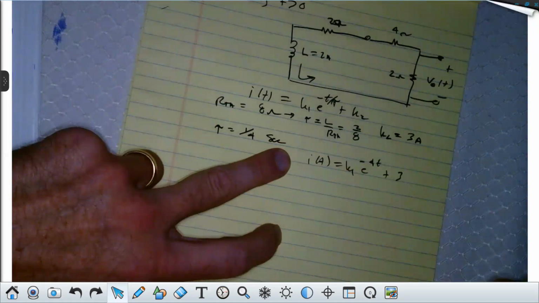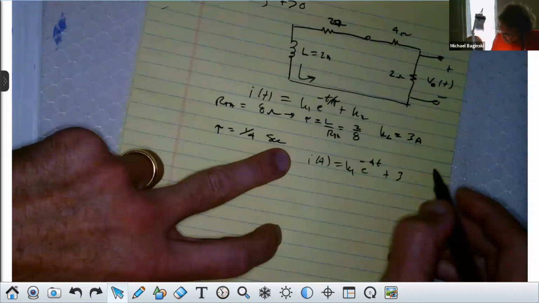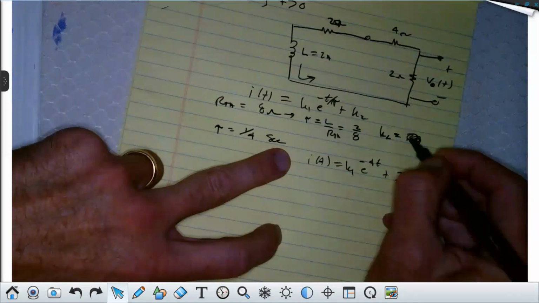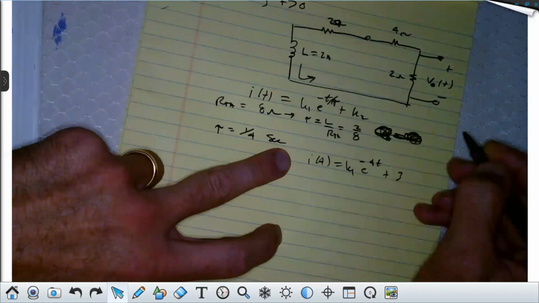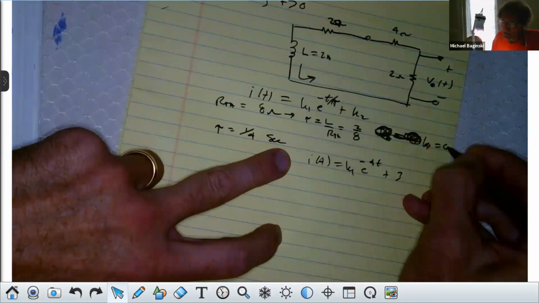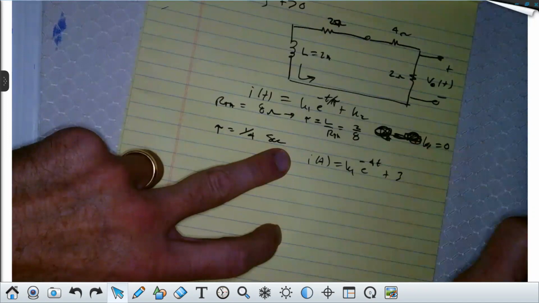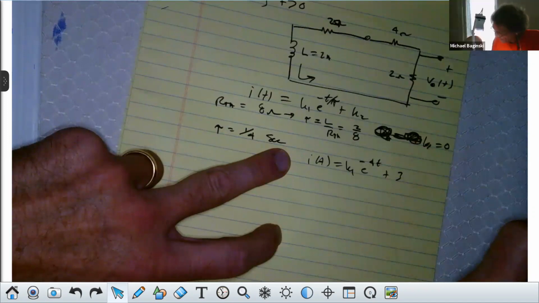I thought we said that the current was 0 as t approached infinity. I'm sorry. You're right. This is my bad. K2 is 0. And I'm so glad you said that. That was not intentional, but thank you. It goes to 0. My bad on that one. K2 is 0. That's right.